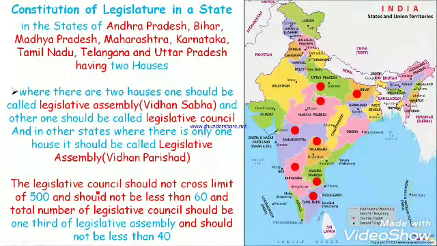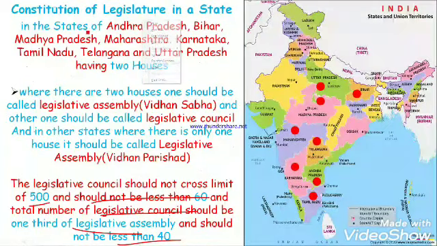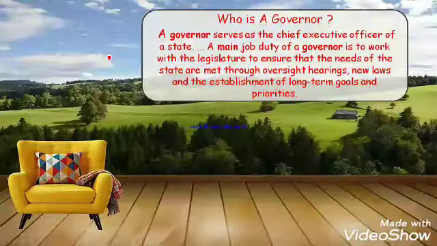The Legislative Council should not cross the limit of 500 and should not be less than 60. And the total number of Legislative Council members should be 1/3 of the Legislative Assembly and should not be less than 40. Remember the states' names because MCQs can be asked from this topic as well.